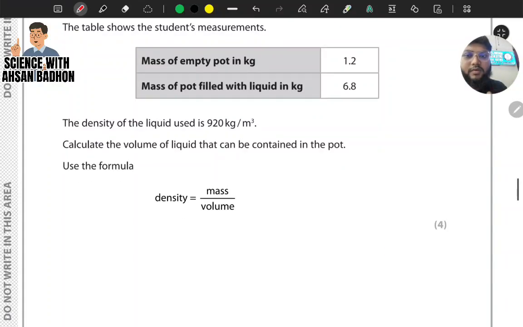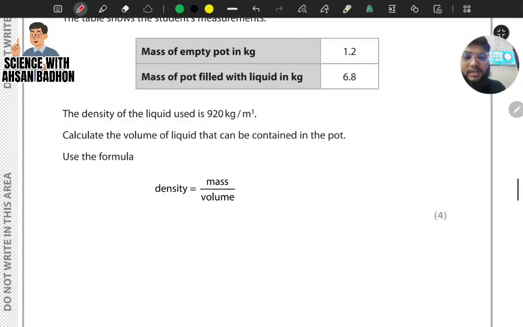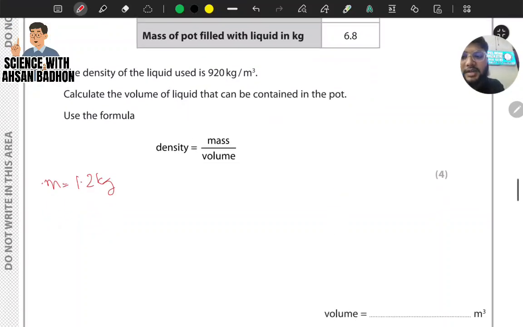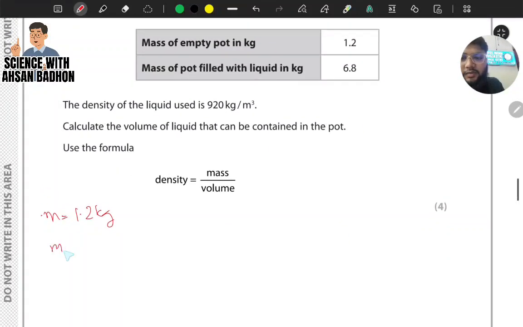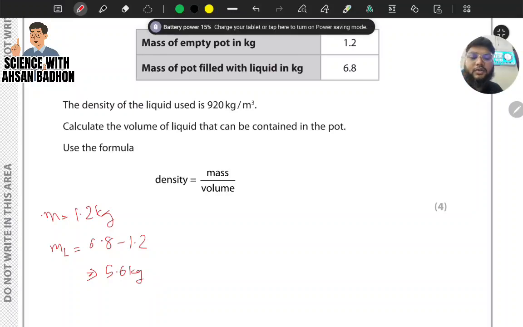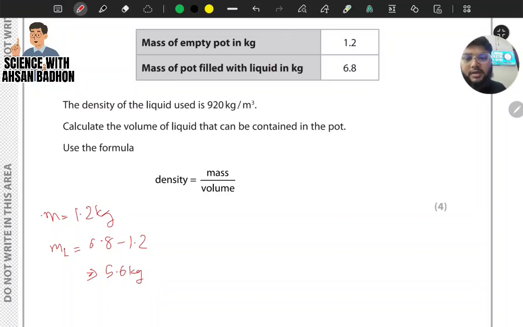Okay, so the mass of the empty pot is 1.2 kg, which is given. The mass of the pot filled with the liquid is 6.8. So the mass of the liquid should be 6.8 minus 1.2, which should give us 5.6 kg. So this is the mass of the liquid, and the volume has to be measured. The density is given already, and since the mass is given in SI units, we do not need to convert the units. So let's just derive the formula.